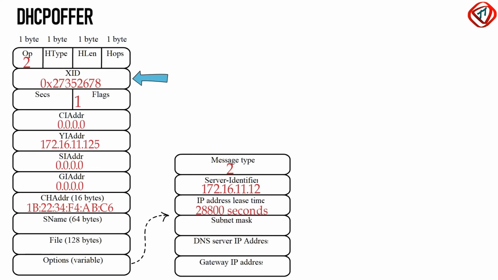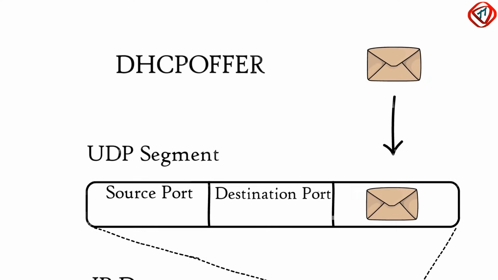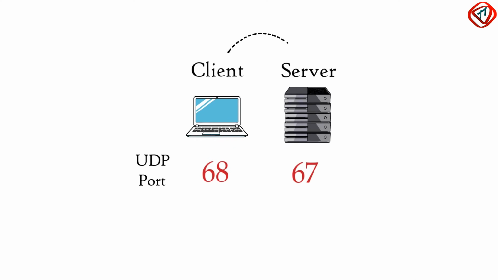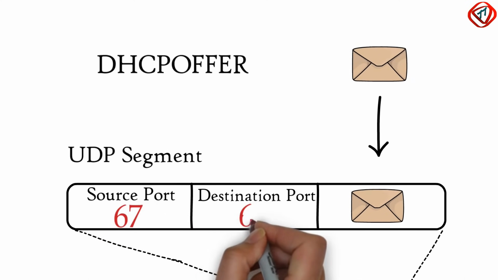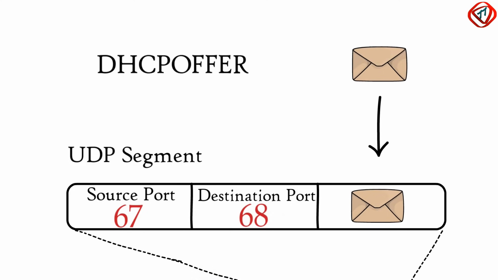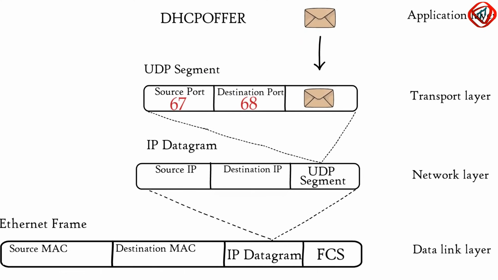IP address lease time, subnet mask, gateway IP address, and DNS server IP address details are added in the options field. The offer message is then placed inside a UDP segment. Since the offer message goes from the server to the client, the source port is set to 67 and the destination port is set to 68. It is then forwarded to the IP datagram and finally to the Ethernet frame.